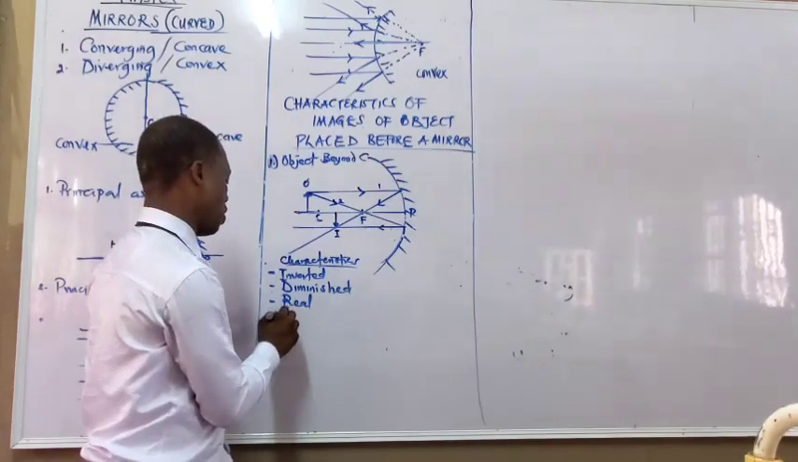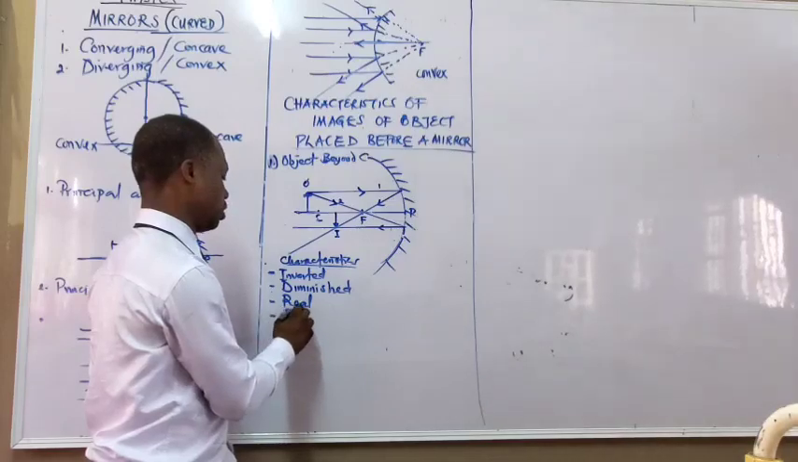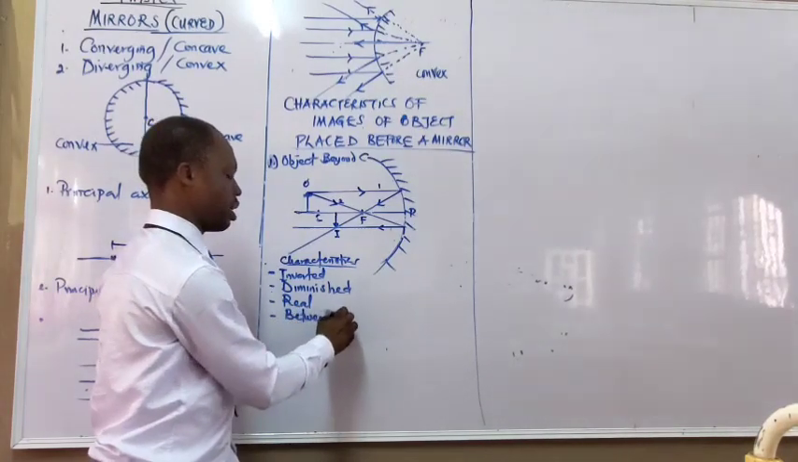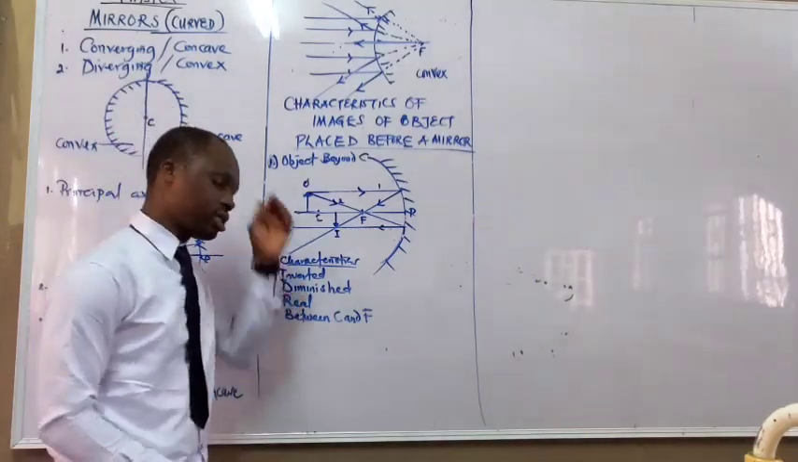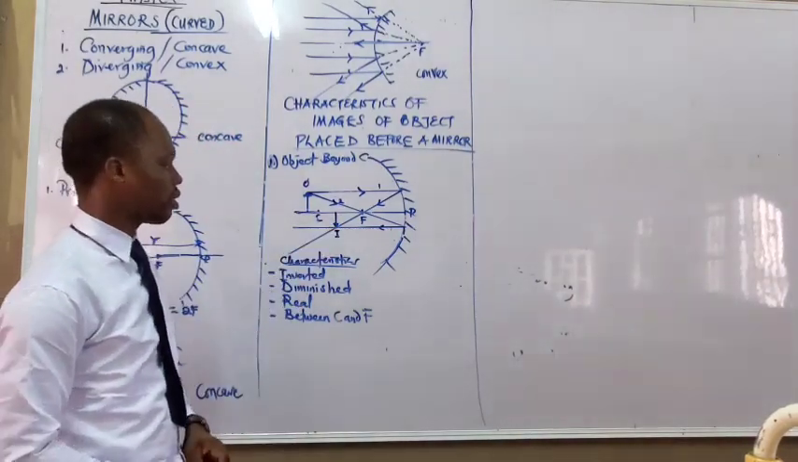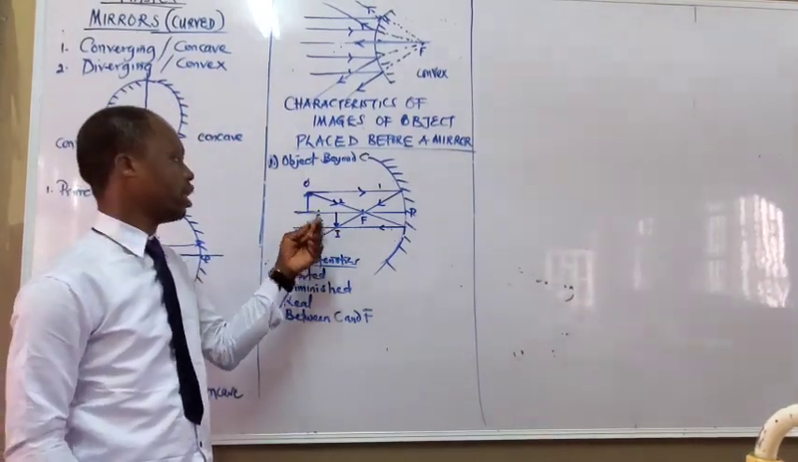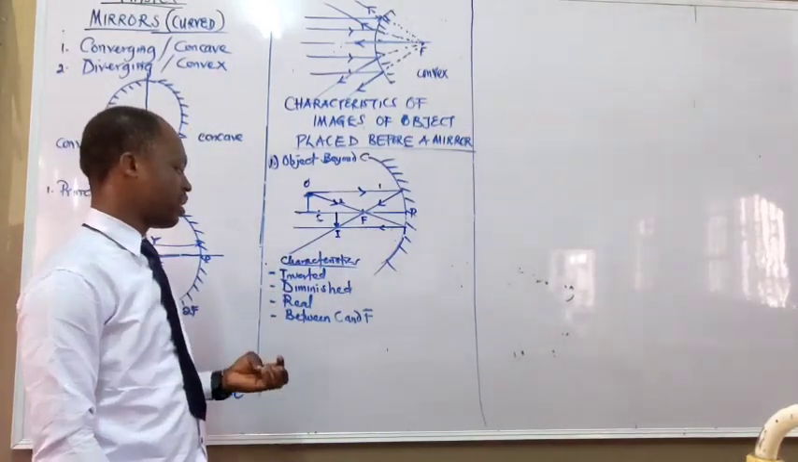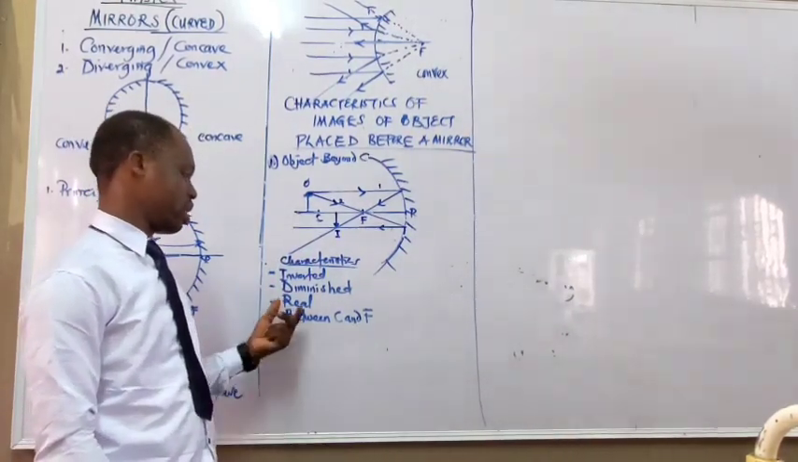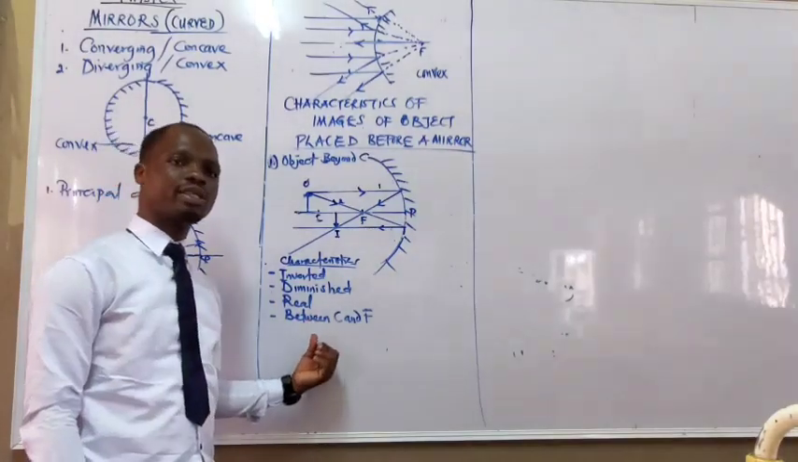And number four, it is formed between C and F. These are the four characteristics we can say concerning the image of an object placed beyond C. It is inverted, it is diminished, it is real, it is formed between C and F.